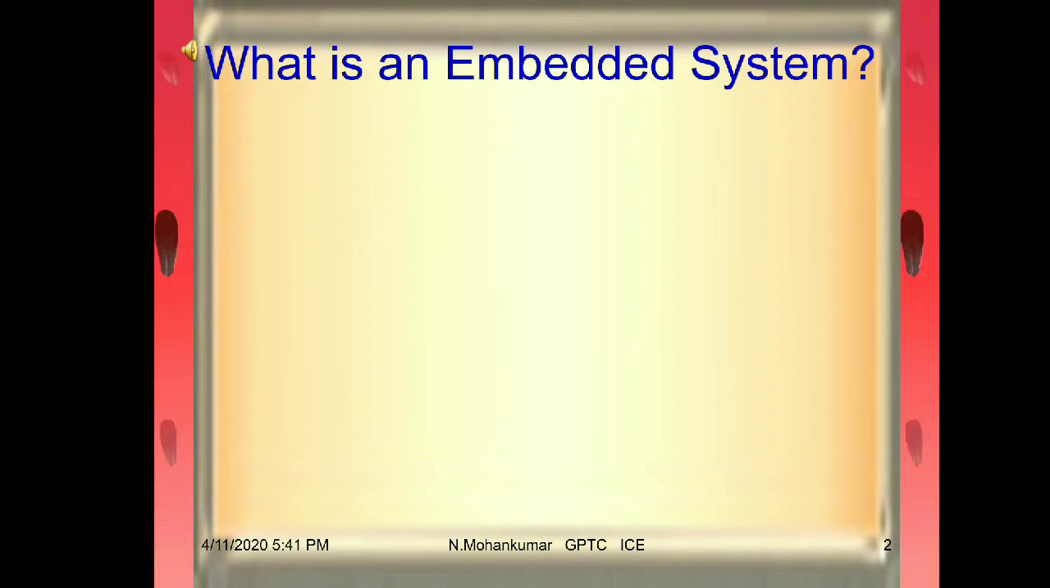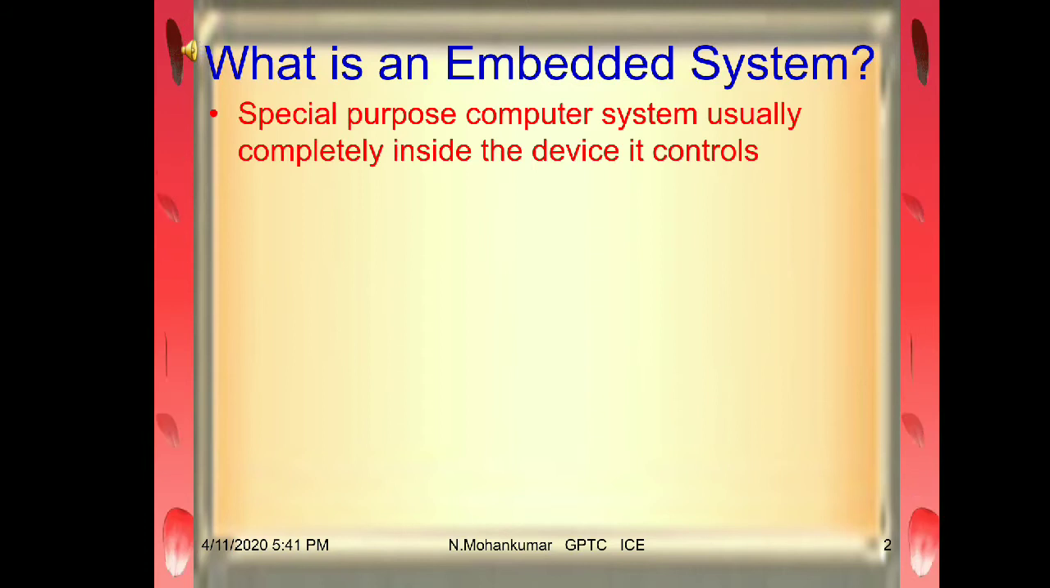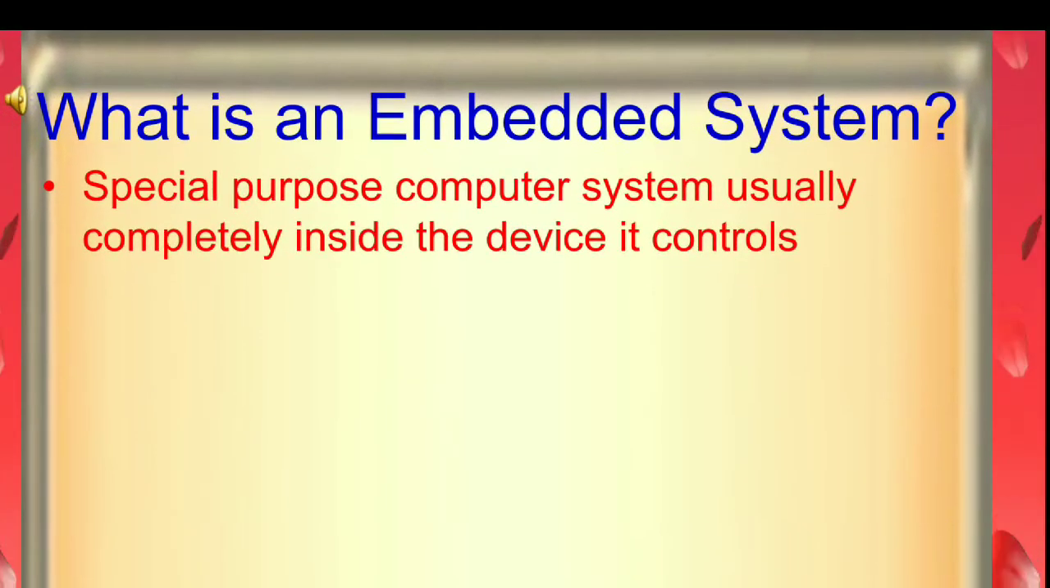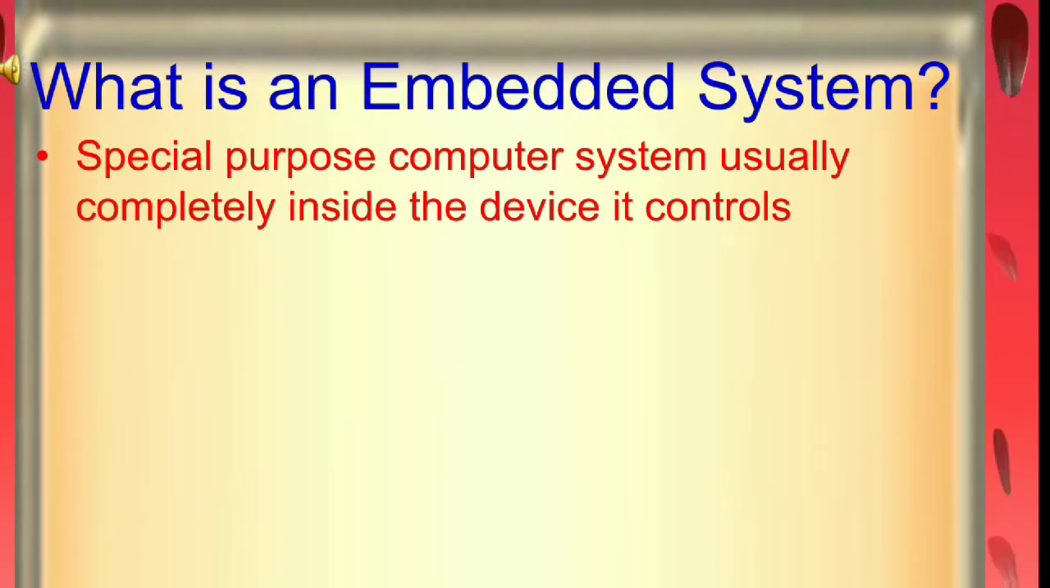Now what is an embedded system? Embedded system is a special purpose computer system, usually completely inside the device it controls. That means the device may be the television, the smart TV in your home, and a small computer system sitting inside your TV controls your TV functions. So there is a small subsystem sitting in your smart TV to control various functions of the TV through the remote.